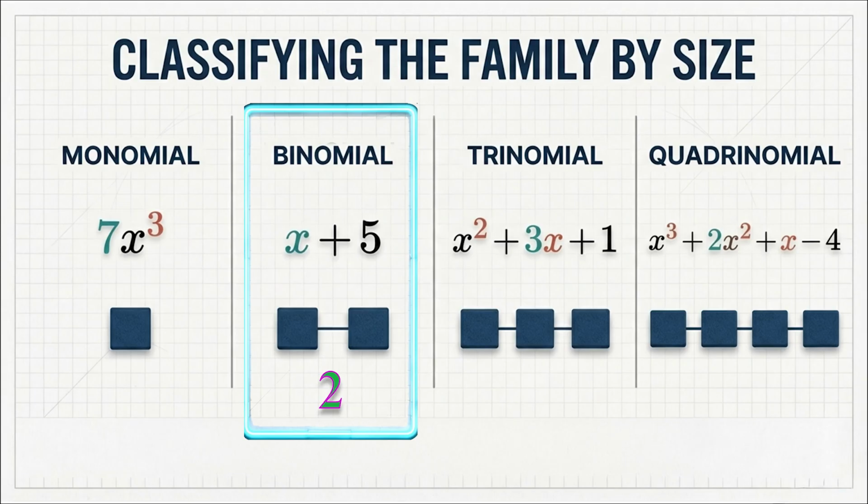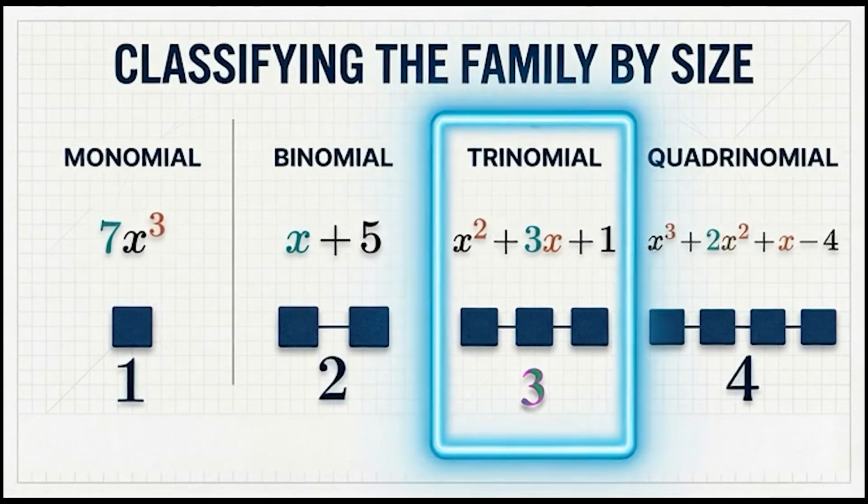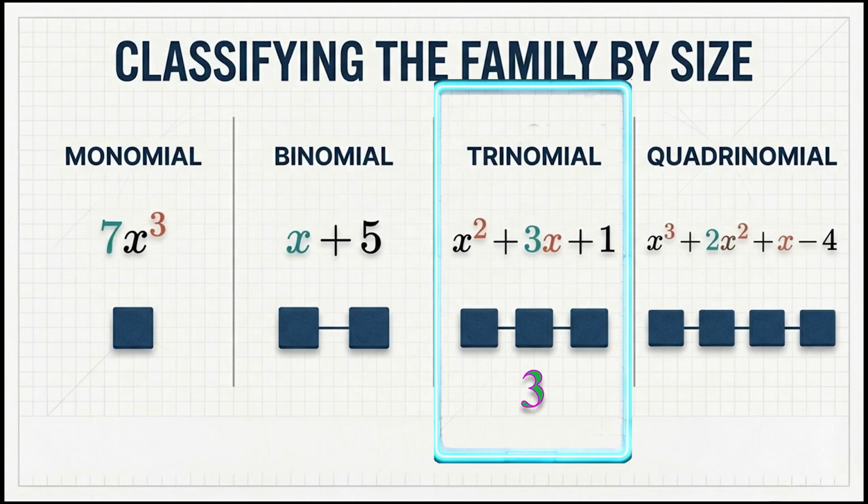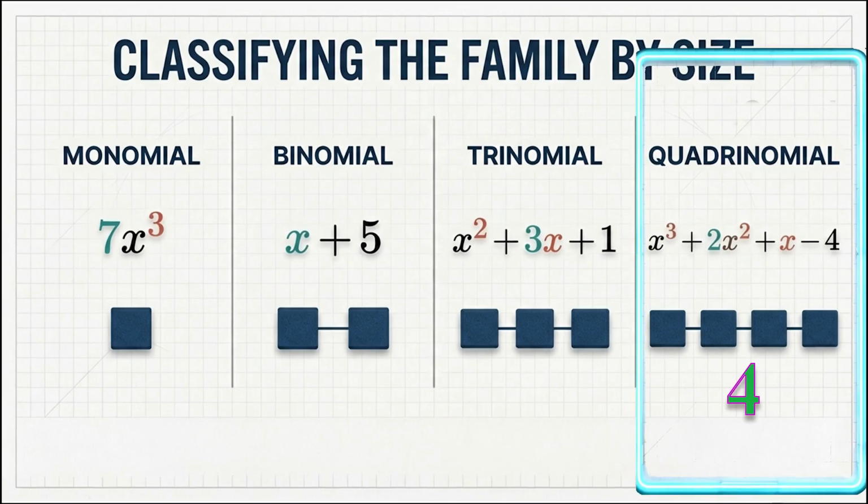Binomial. Bi means two terms. You see here, there are two terms. As I mentioned earlier, the terms can be separated with either addition or subtraction. We could say that a binomial is a polynomial with exactly two terms. Here, we see three terms, so this is a trinomial. A polynomial with exactly three terms is called a trinomial, and four terms make a quadrinomial.